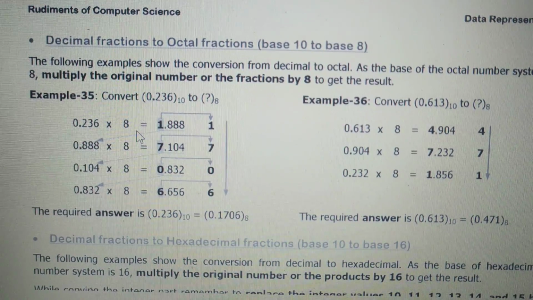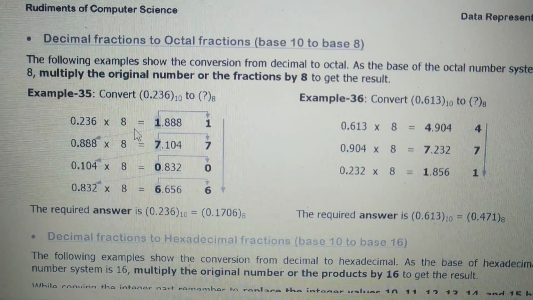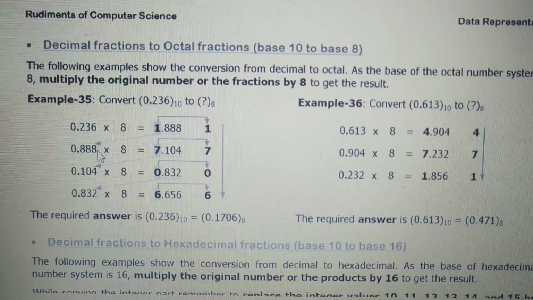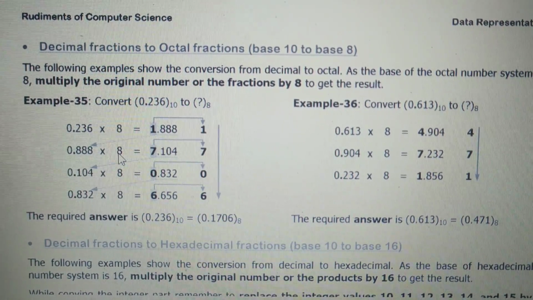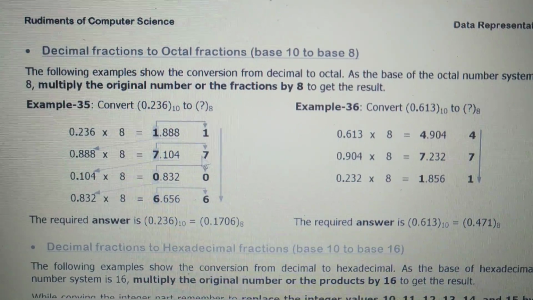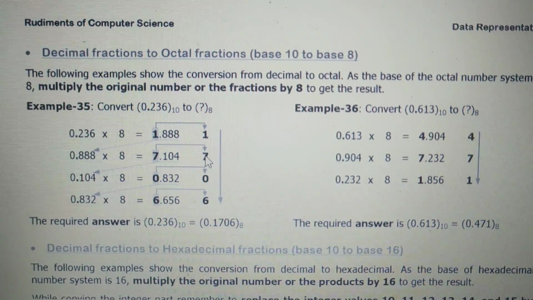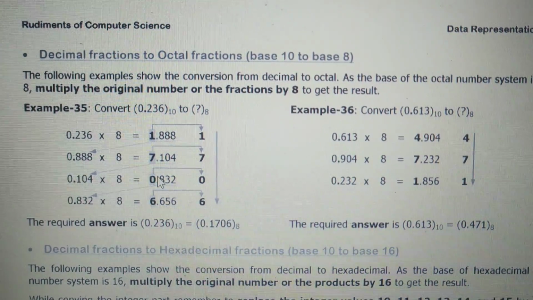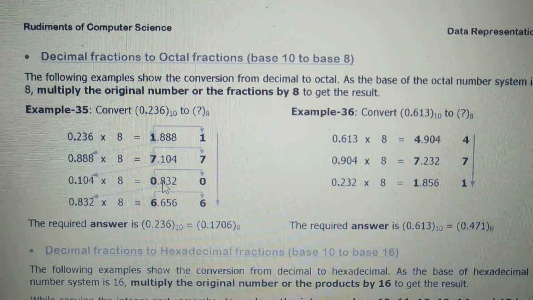So we are multiplying with 8, and the answer we get is 1.888. So 1 we write, and 0.88 is there. So 0.88 I am multiplying with 8. The answer we get is 7.104. So 7 we keep aside and 0.14 we multiply with 8. The result we get is 0.82c.